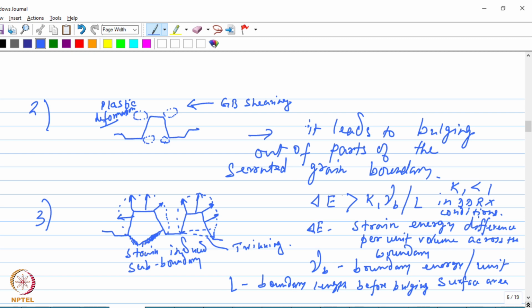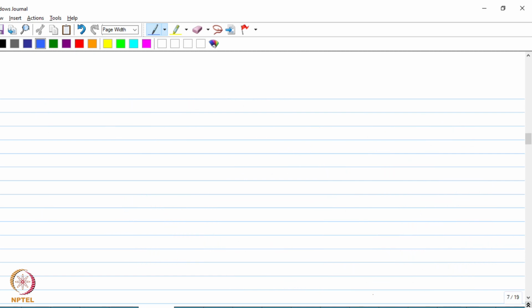Right, so this is how the nucleus during the DDRX process forms, with a mechanism like this, where the grain boundary bulging leads to the nucleus. So now let us see the next form of dynamic recrystallization, that is continuous dynamic recrystallization, or CDRX.